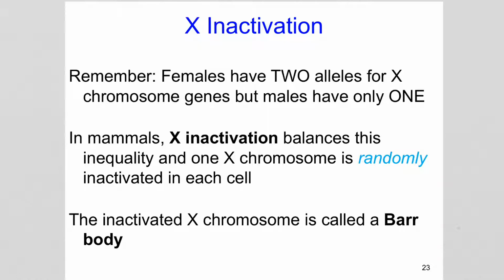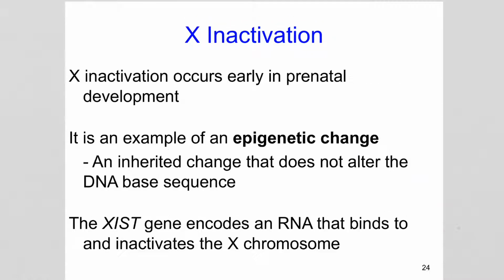The X chromosome that is inactivated in each cell is referred to as a Barr body. This process of random inactivation of one of the X chromosomes in each of the body cells occurs very early on in prenatal development. On the next slide, I show a schematic for how this works from development progressing onwards.